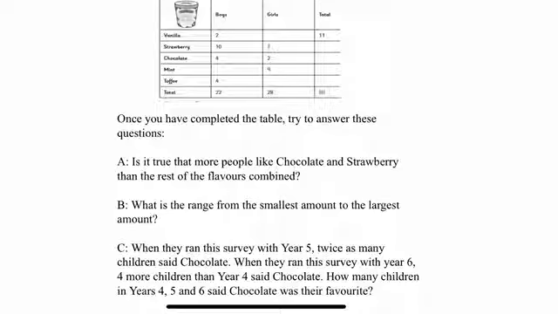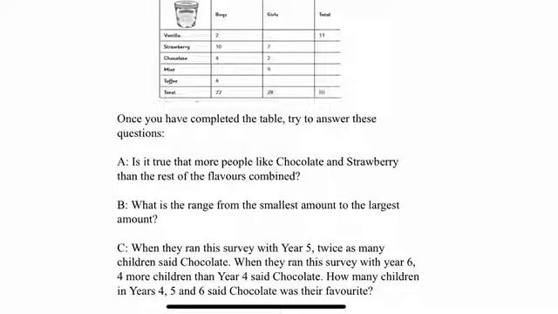Question B. What is the range from the smallest amount to the largest amount? The smallest amount to the largest amount. So that means looking at the totals and saying, well, what flavour has the smallest number of people? What flavour has the largest amount of people? And what's the difference between those two?